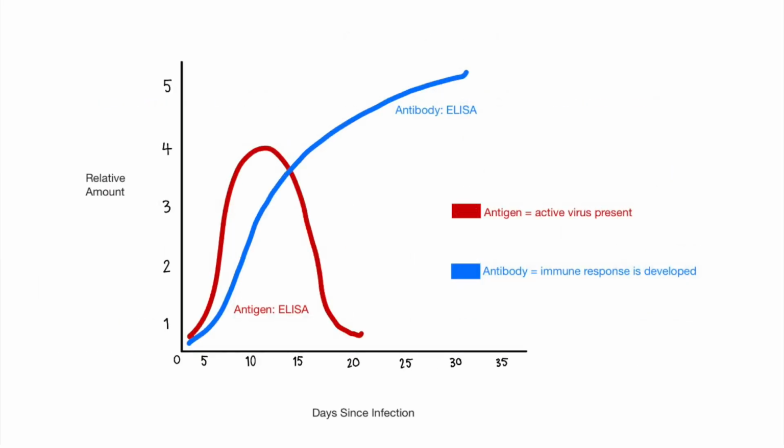This infection timeline shows how the body's immune response changes over time. The red curve shows the viral antigens. They appear first and fade once the infection clears. The blue curve shows the antibodies. These rise later and can stay high long after recovery. That's why an antigen ELISA cannot diagnose infection on day 35. By then, the antigens are gone, but the antibodies remain.